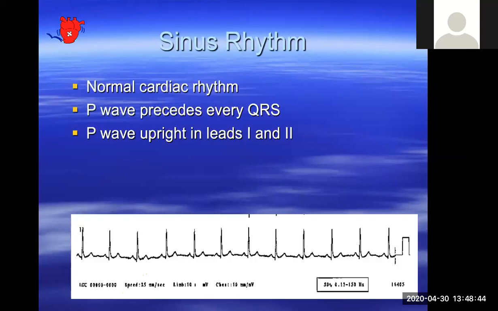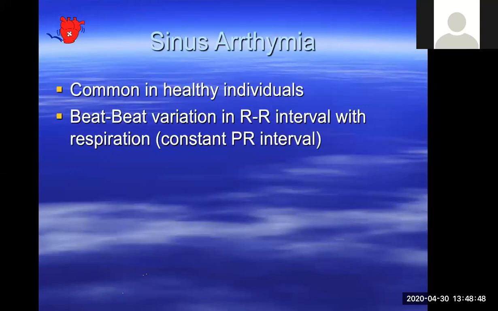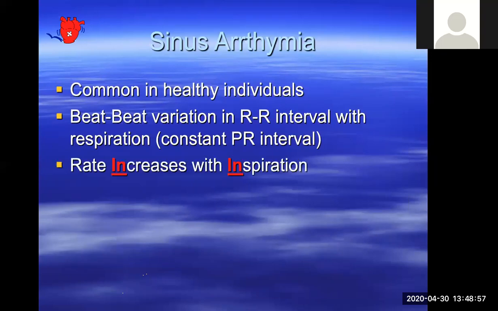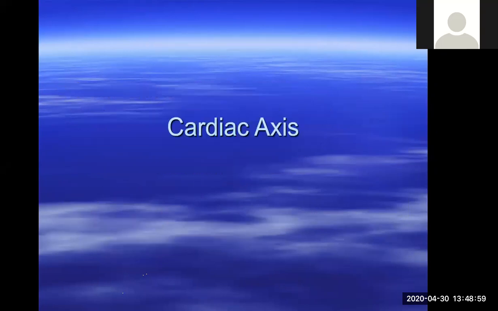P wave before, followed by QRS. Sorry. Something called sinus arrhythmia, which is a physiological thing. So if you check your pulse now and take a deep breath, you find your heart goes faster when you breathe in. So sometimes it can be very marked on the ECG. So the heart looks faster and slower, but it's physiological.